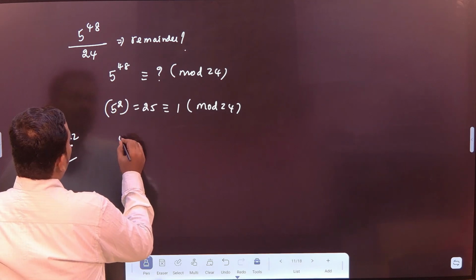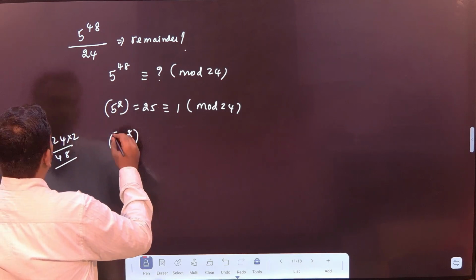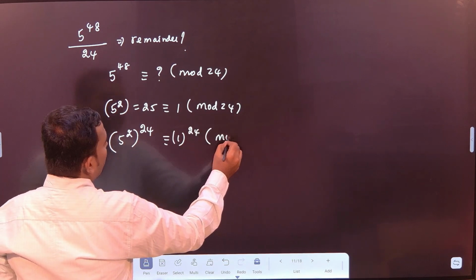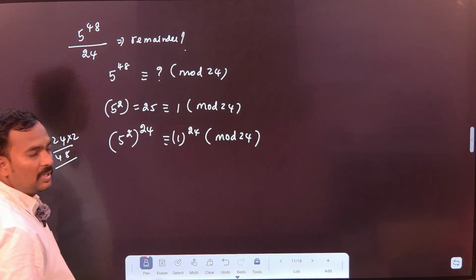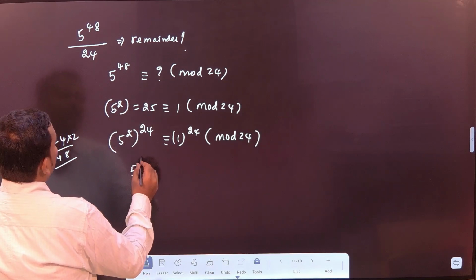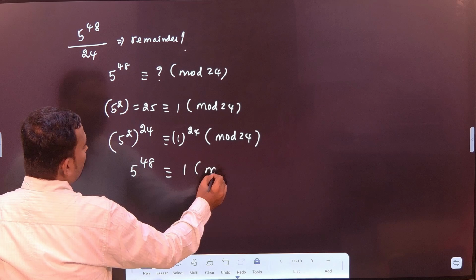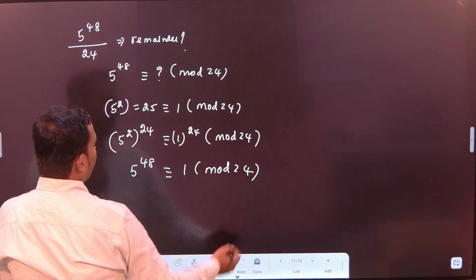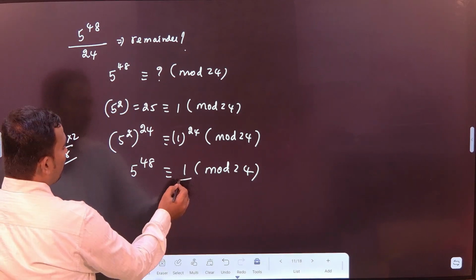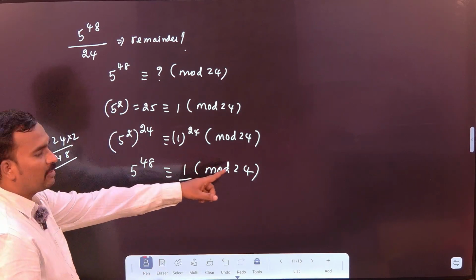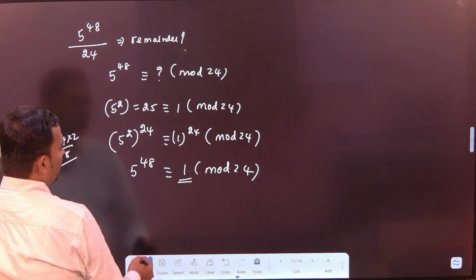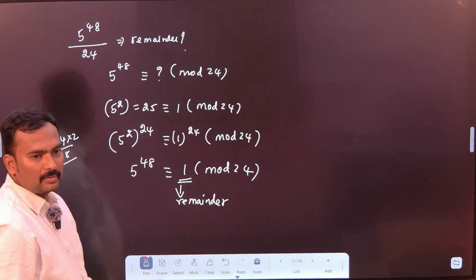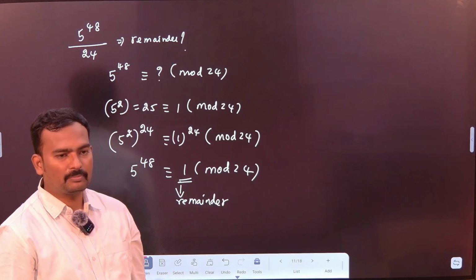Yes. 5 power 24 is congruent to 1 modulo 24, right? I hope everyone understands, right? So 5 power 48 is congruent to 1 modulo 24. So what is the remainder here? When you take 5 power 48 and divide by 24, the remainder is 1. Clear? Okay. Let me take another problem.